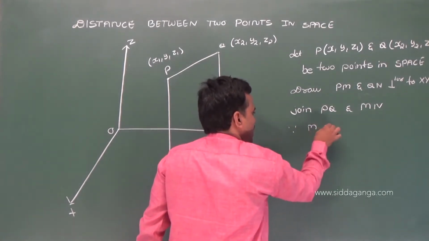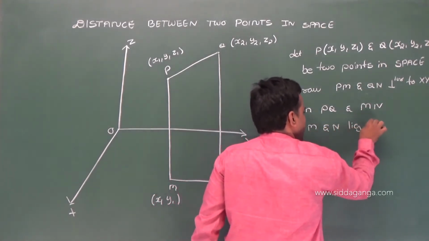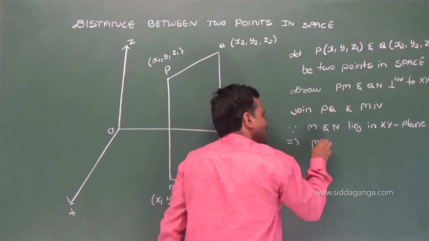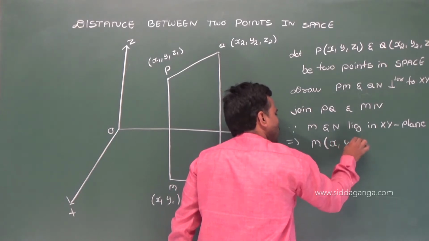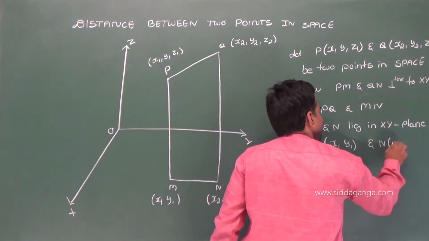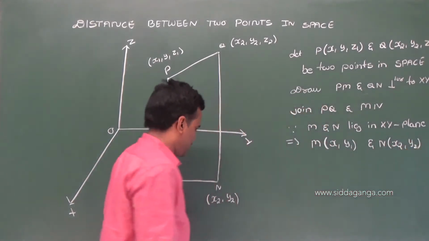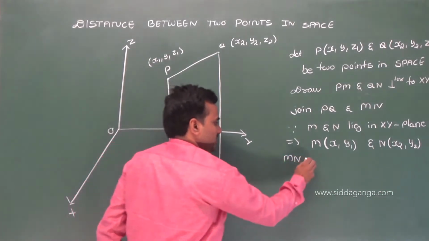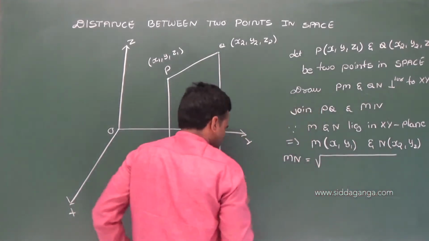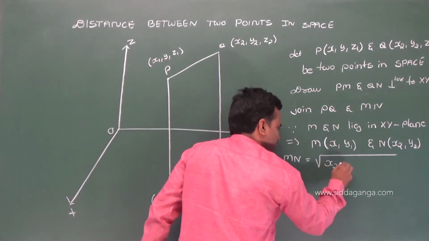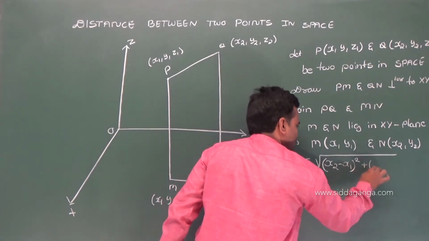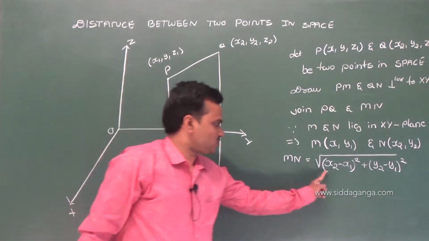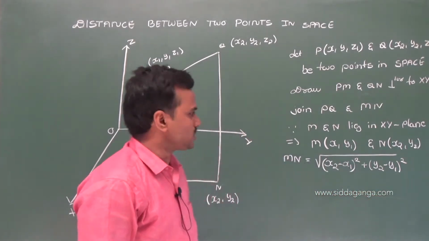Since M and N lie in xy plane, that implies the coordinate of M is x1, y1 and the coordinate of N is x2, y2. The distance between M and N, you already know this one, that's why I discussed. Distance between M and N is square root of x2 minus x1 whole square plus y2 minus y1 whole square.